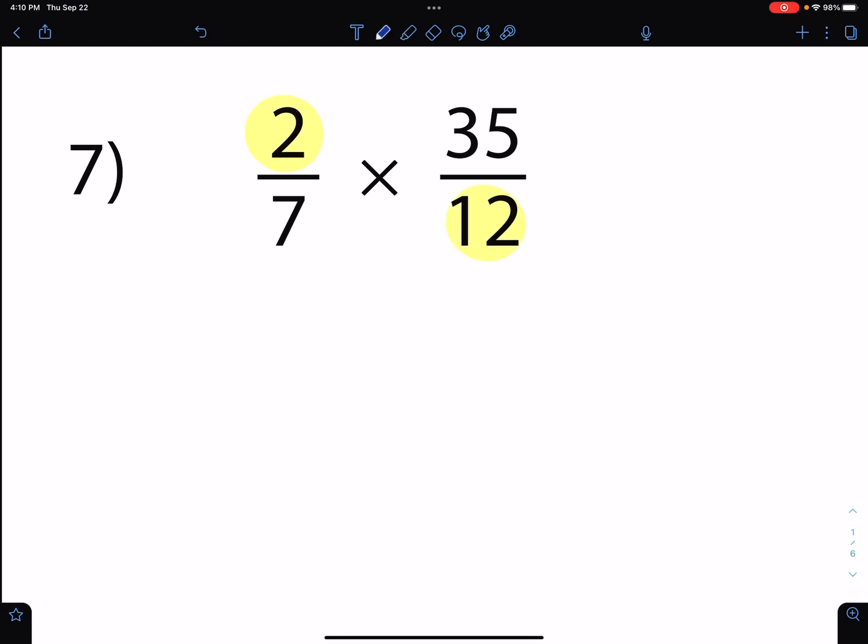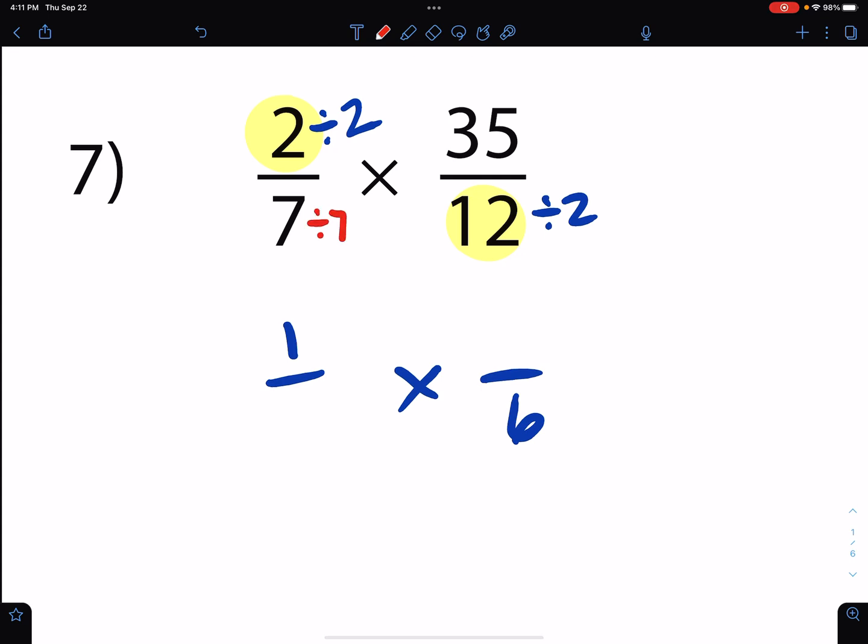Well, 2 is 2. So that one's given. So 1 over 6. The other two numbers is 7. Well, 7's a prime number, so we don't really have any choice. If the 7 works with 35, then we're good. And in this case, 35 is divisible by 7, so I'm just going to bring that down. 35 divided by 7 is 5. Multiply across the top and across the bottom.